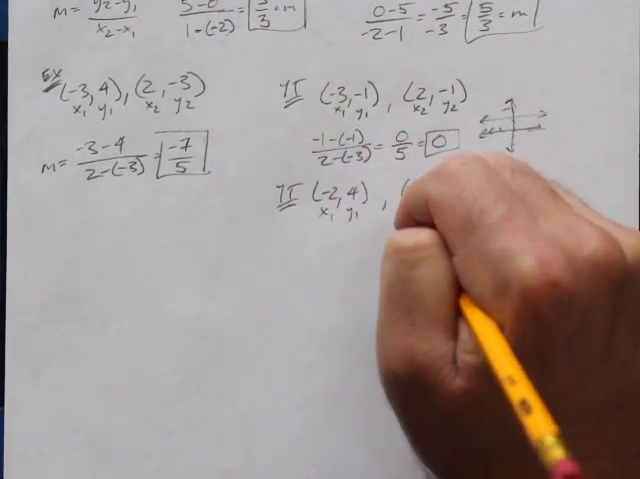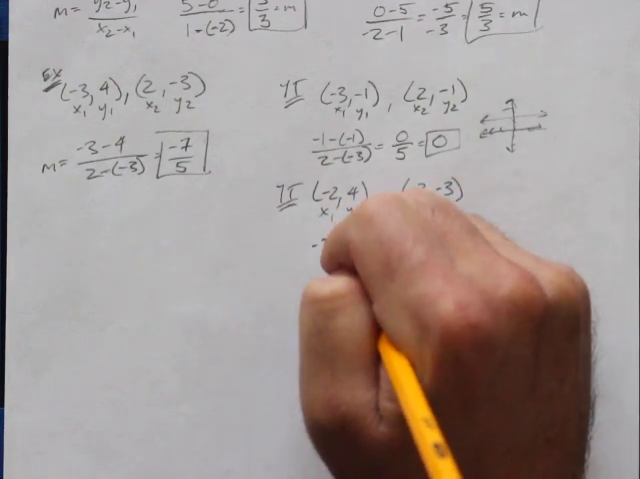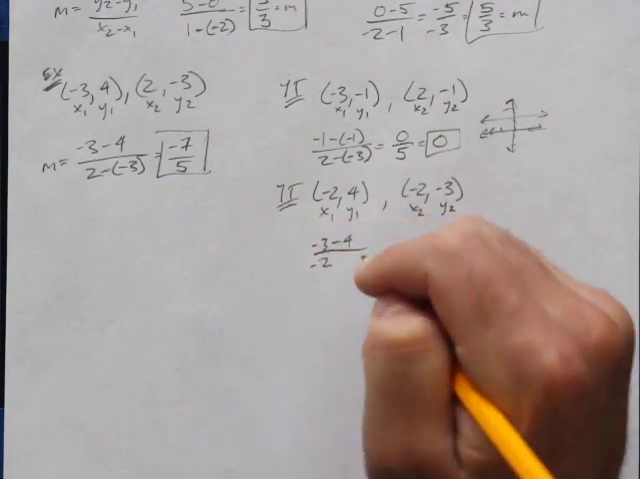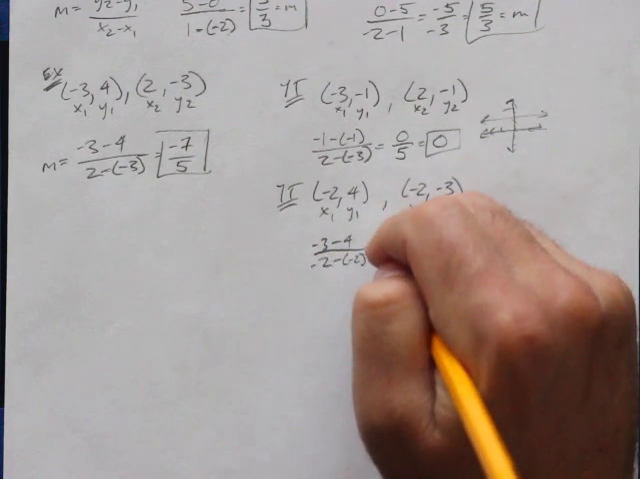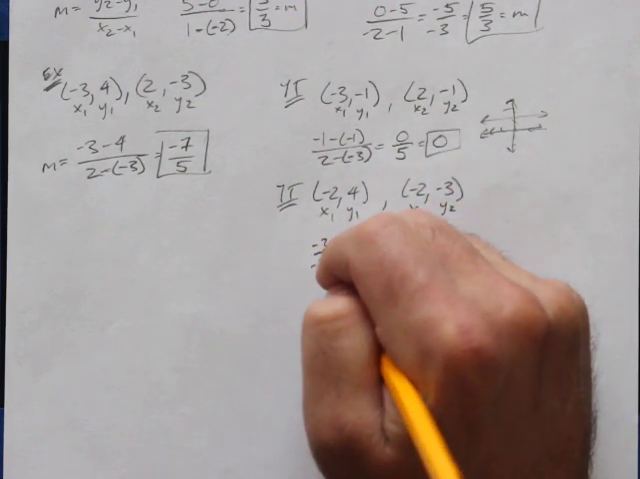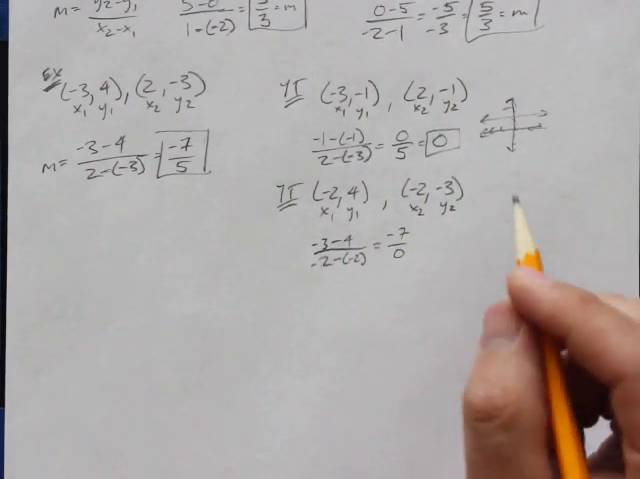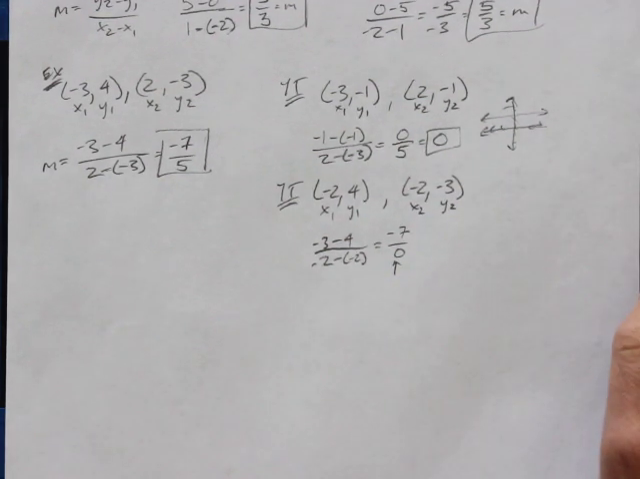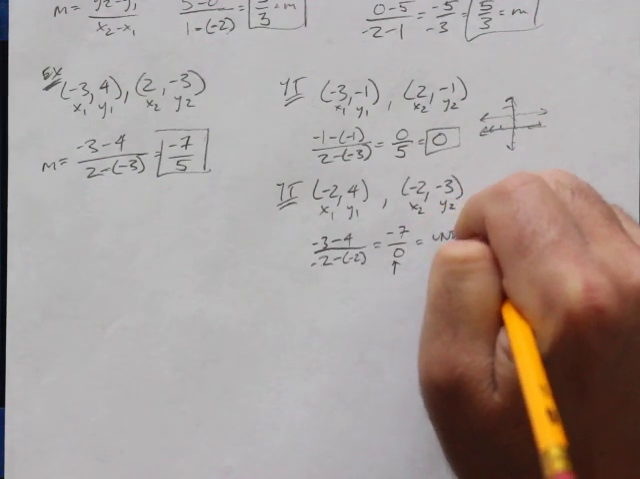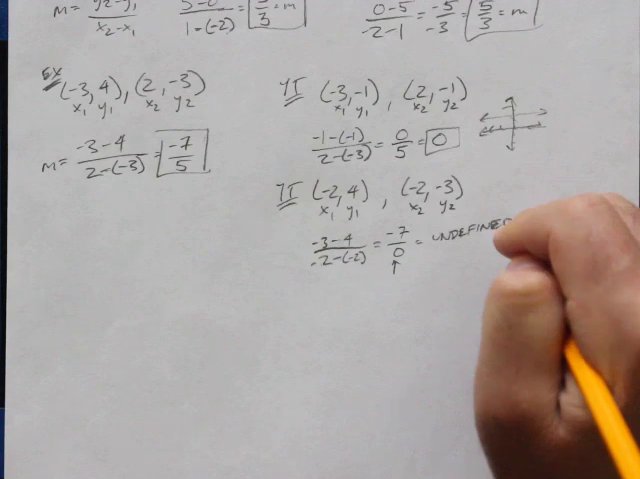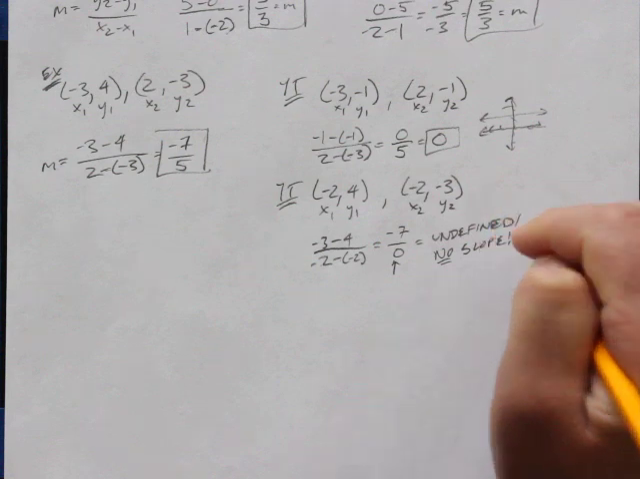x1, y1, x2, y2. So y2 is -3 minus y1, which is 4. x2 is -2 minus a -2. All right? -3 minus 4 is -7. -2 minus a -2, so that's -2 plus 2. That becomes 0. Oh no! We are not allowed to have 0 in the denominator. This is undefined or no slope. Now it's not zero slope, it's no slope. It's a little bit different.